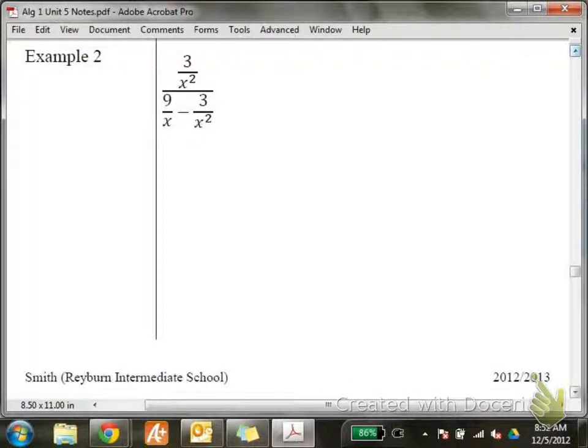Okay, example 2. We have 3 over x squared, all over 9 over x minus 3 over x squared. Marcus said, Miss Smith, I know the answer. 3 over x squared and 3 over x squared cancel. Can I do that? No. Look at that denominator. They are stuck together with that negative sign, that minus. What do minus and plus do? They stick everything together like glue. Okay? So we can't do that.